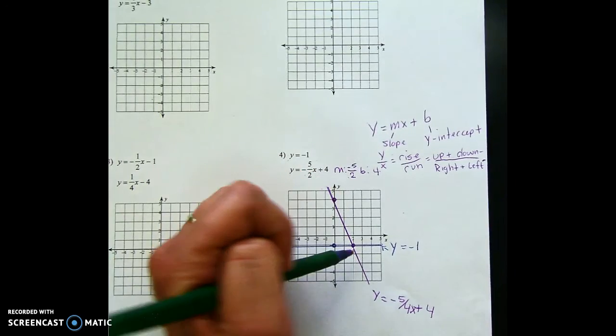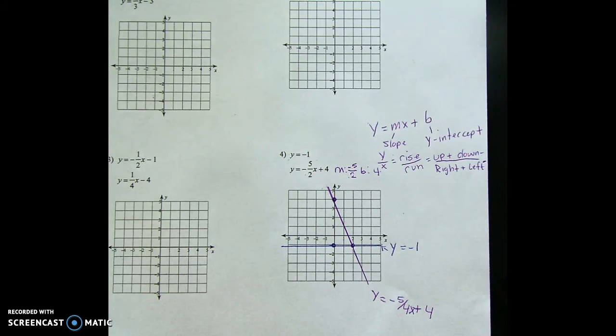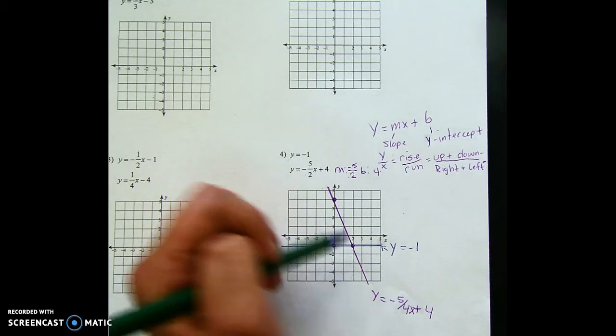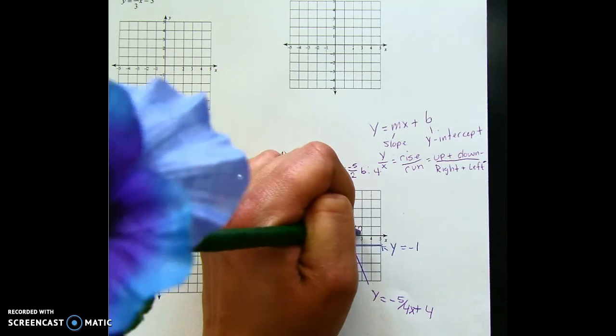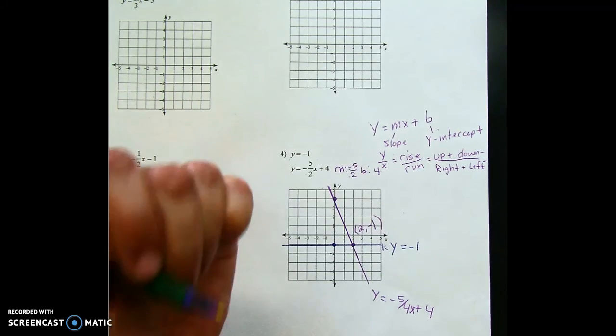The last thing I need to do is find the intersection point. What point do these two share? Where do they cross? To make sure that where they cross, where they're equal, I am going to look for the coordinate. I see 2, -1. So 2, -1 is the intersection point.